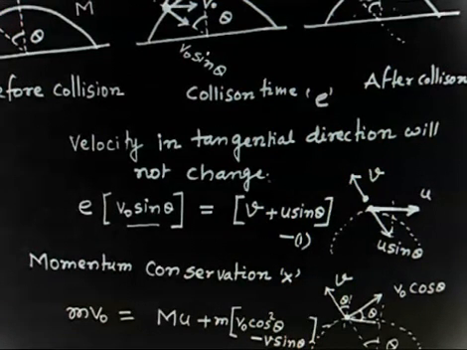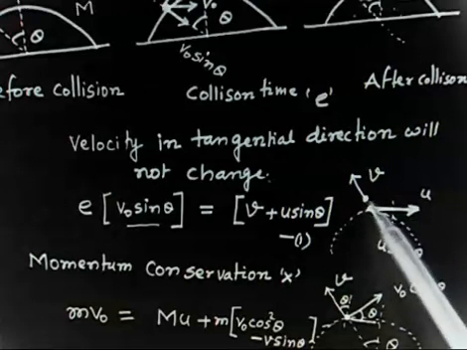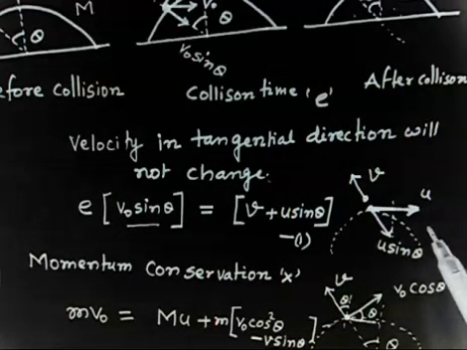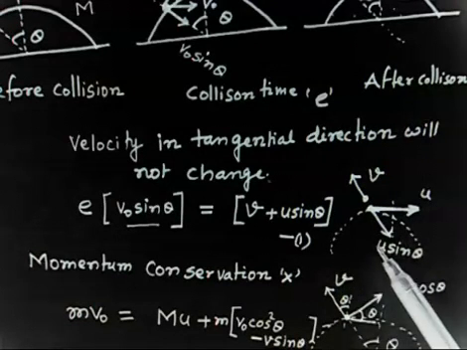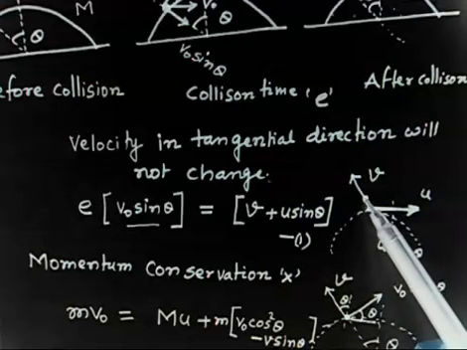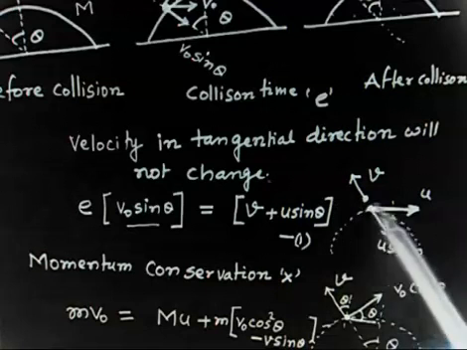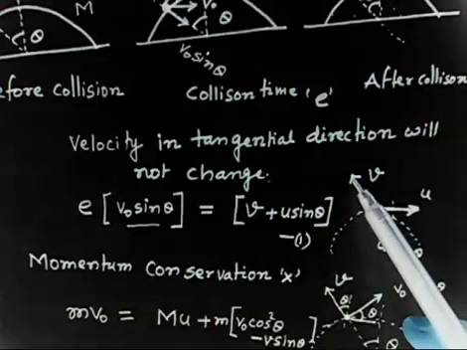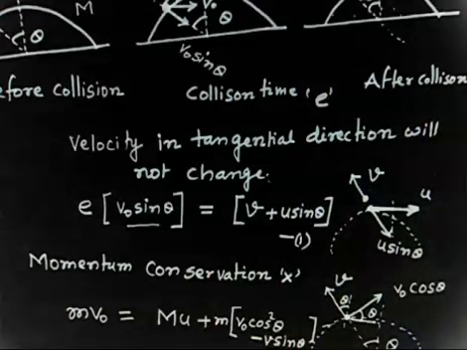Writing the momentum for this mass is slightly difficult. You have to take all components in the x direction. The bigger hemisphere is going in this direction with speed u, so its momentum is M into u. But for the small mass m, you have to take the velocity component in the x direction. All velocity should be written in the x direction. Basically, this is the velocity in one direction v, and in another direction v naught cos theta. You have to take components.